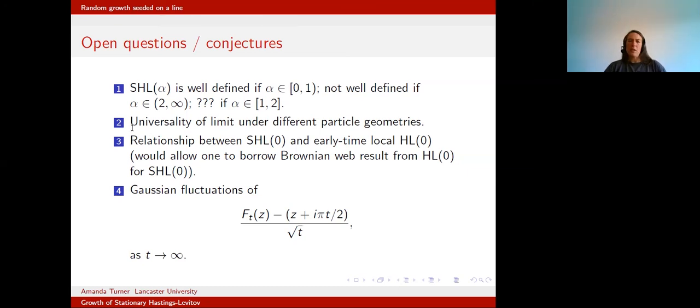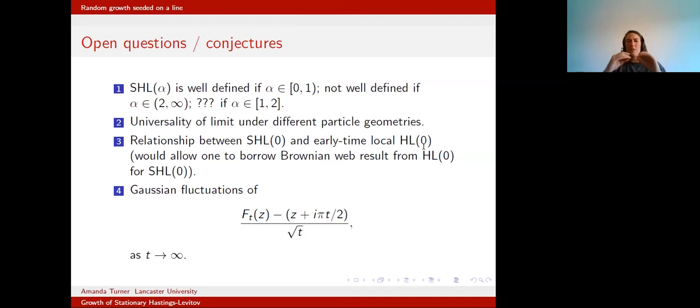The second question is, we've done all our work for slits, but in the HL0 model seeded on the disk, we were able to show universality in different particle shapes. So it didn't really matter too much whether we had a slit particle or a disk or a blob or a bump or anything. And so the same question holds: can we relax that slit assumption to allow for different particle geometries?